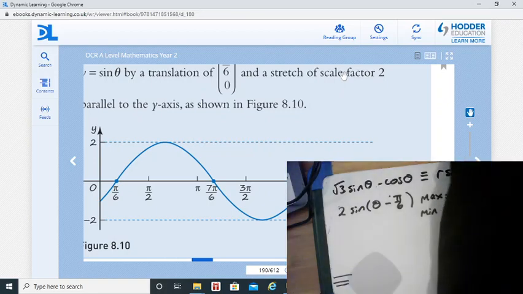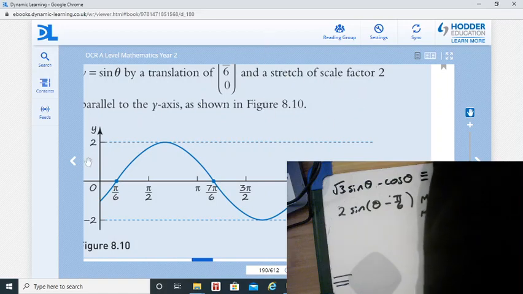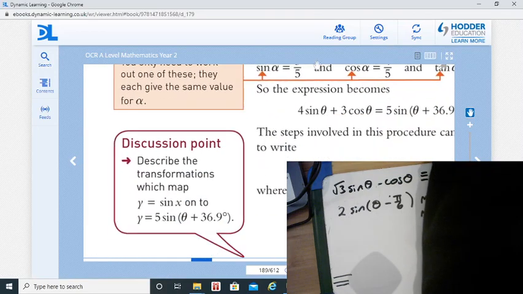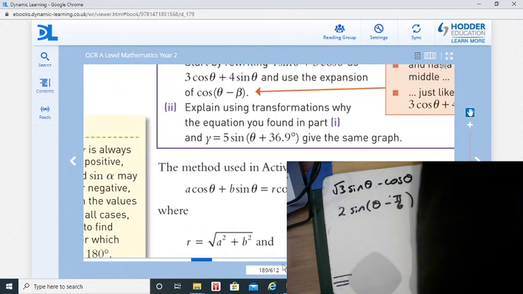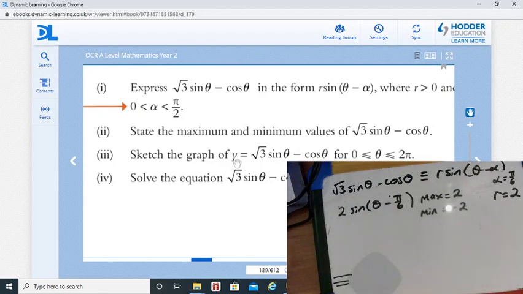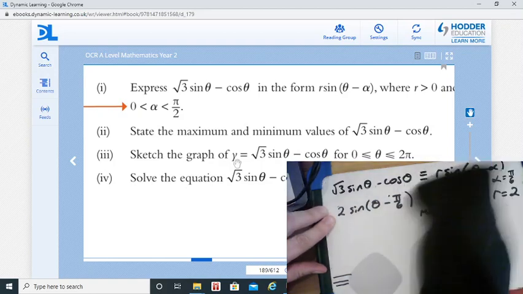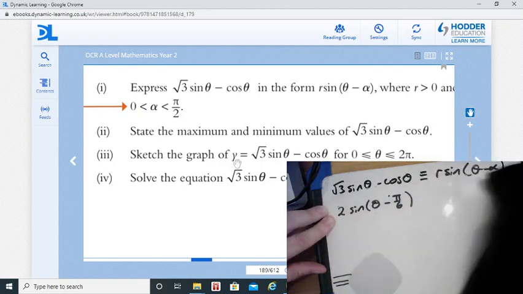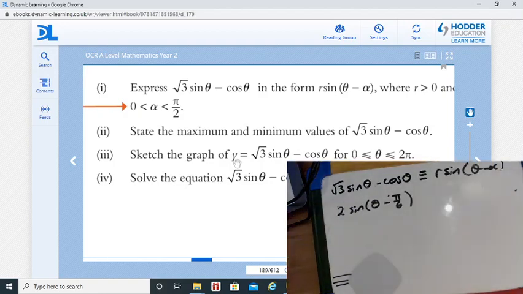Right, what was the third part of that question? Sorry, the fourth part of the question. On the fourth part of the question, we were asked to solve. So let's get down to the bottom of the page. Right, so we're trying to solve that equation. Now, on its surface, that equation up until now would have been unsolvable for you. But we can now, because we've turned root 3 sine theta minus cos theta into 2 sine(theta minus pi over 6). So all I need to do is make the 2 sine(theta minus pi over 6) equal to 1.